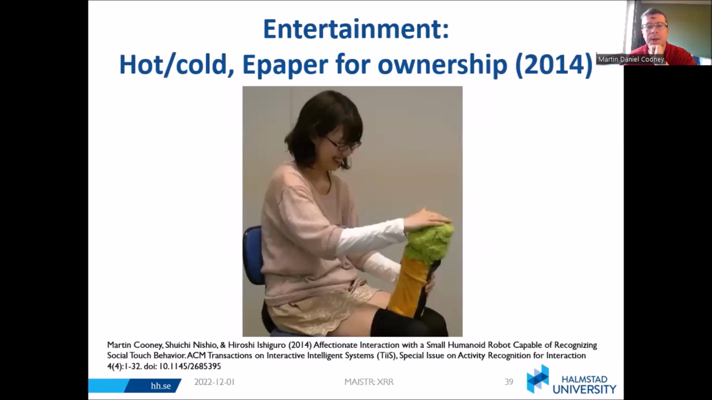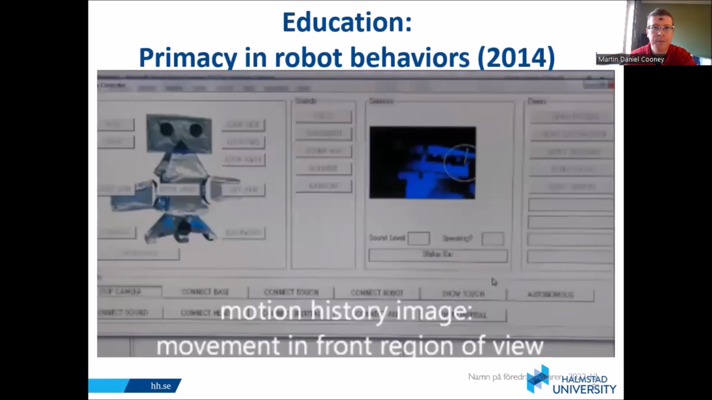Entertainment, I was looking at using new modalities of communication, like if a robot gets hot or very cold, what does that mean? Some people thought it was shocking, like it was a dead body or something when it suddenly got cold, when if you did something bad to it, it would get cold. Using electronic paper, e-paper, to show somebody's name persistently, even when power is turned off.